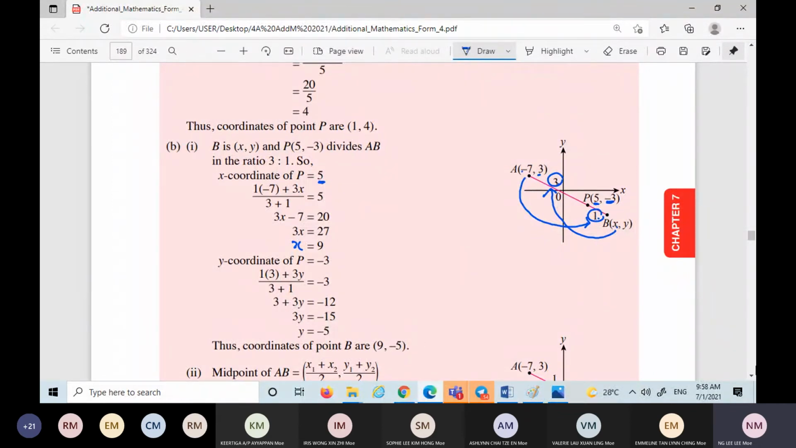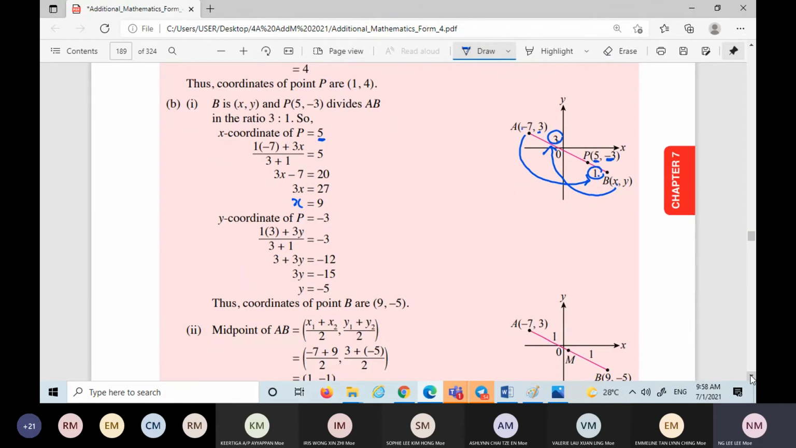Next, find the midpoint. Just use the midpoint formula. You have point A and point B already. Point B is the answer from part 1. If you get your point B wrong, then sorry, your midpoint will also be wrong.